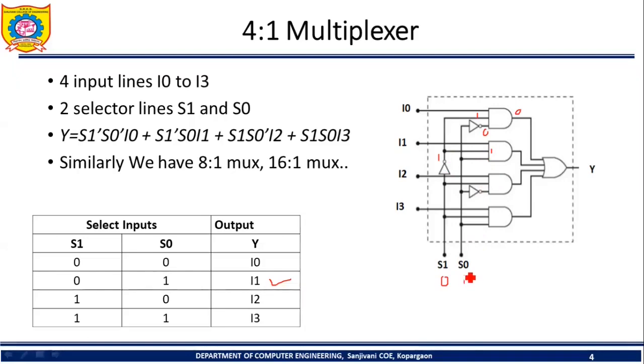Then S0 is 1, and S0 is directly given as input to this second AND gate. So this input of the second AND gate will be 1. Which are the three inputs of this AND gate? I1, then 1 and 1. So what will be the output of this AND gate? The output of this AND gate will be I1, and that I1 will be directed to the output. You can also verify that in this case the outputs of the other two AND gates will be 0, 0. Similarly, you can verify the remaining two cases of 4:1 multiplexer by using this diagram.